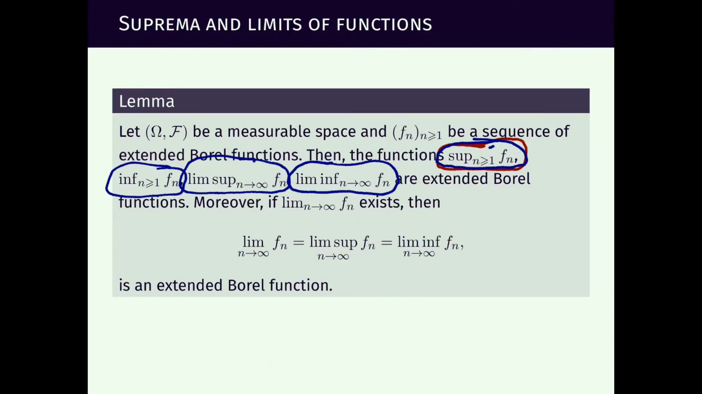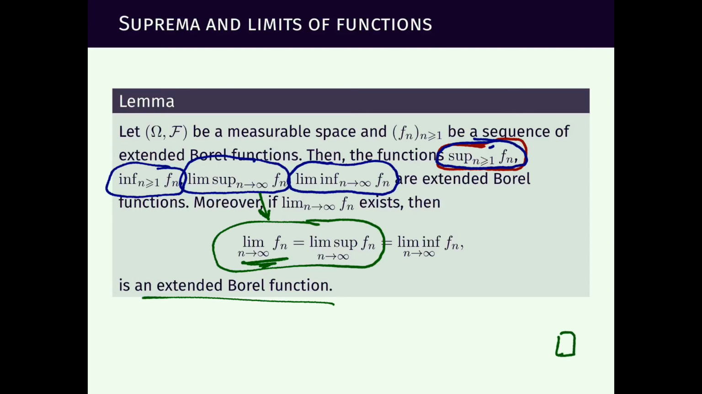And finally, knowing these two, or knowing only one of them actually is enough, if a function has a limit, that limit coincides with the lim sup. So if it has a limit for every omega, then since it coincides with the lim sup, and we already know the lim sup is an extended Borel function, the limiting function also is an extended Borel function. That concludes the proof and concludes this sequence of video lectures.